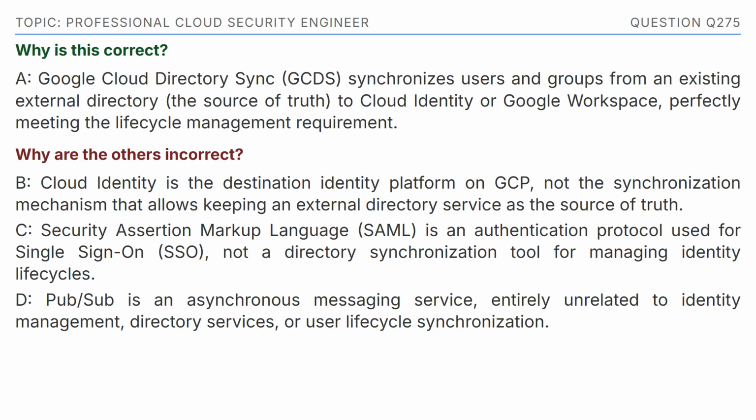Why are the others incorrect? B. Cloud Identity is the destination identity platform on GCP, not the synchronization mechanism that allows keeping an external directory service as the source of truth. C. Security Assertion Markup Language (SAML) is an authentication protocol used for single sign-on (SSO), not a directory synchronization tool for managing identity lifecycles. D. Pub/Sub is an asynchronous messaging service, entirely unrelated to identity management, directory services, or user lifecycle synchronization.